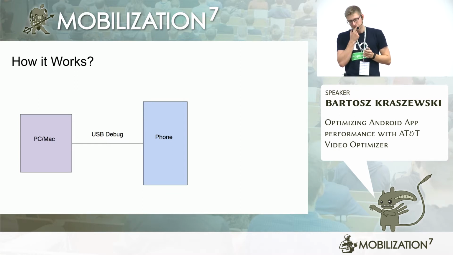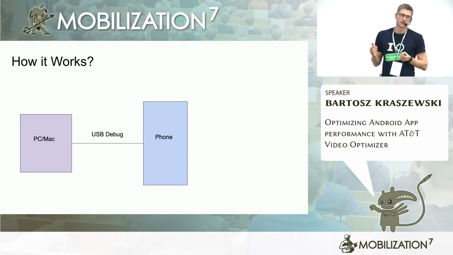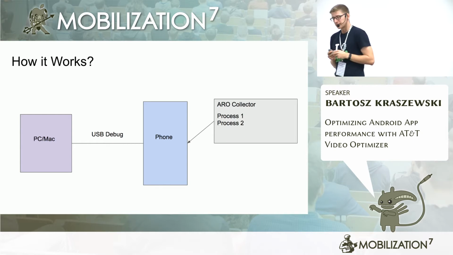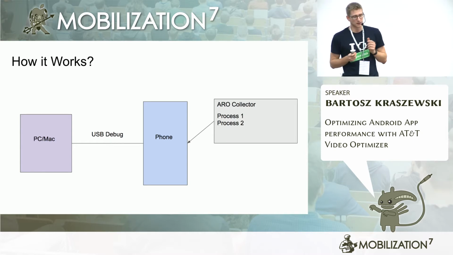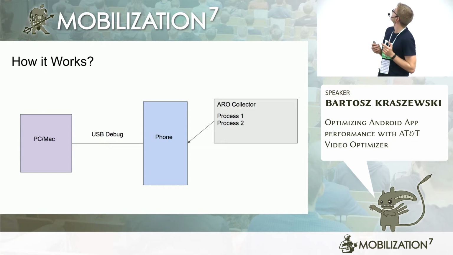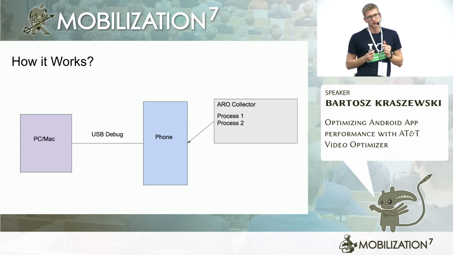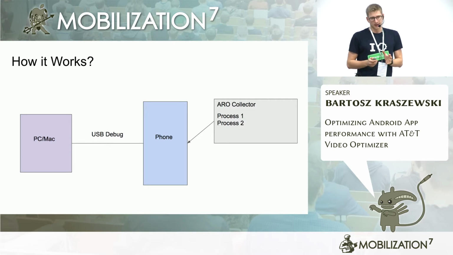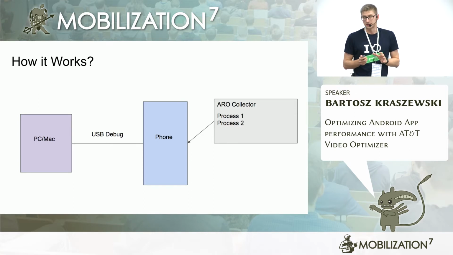And what's really important, it's better to use some sort of testing phone, because other applications are making network noise that may interrupt your testing session. Because on your phone is going to be installed an AT&T app called ARO, Application Resource Optimizer Collector. It's responsible for listing all processes that are running on your phone, and it's tracing them when the session starts.